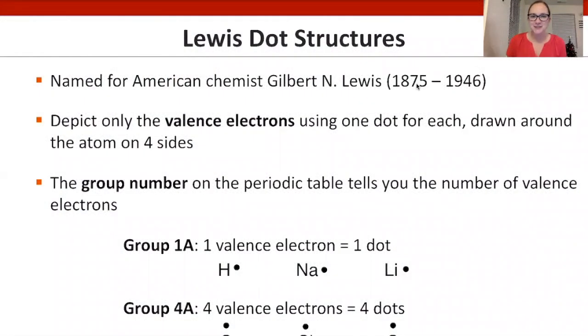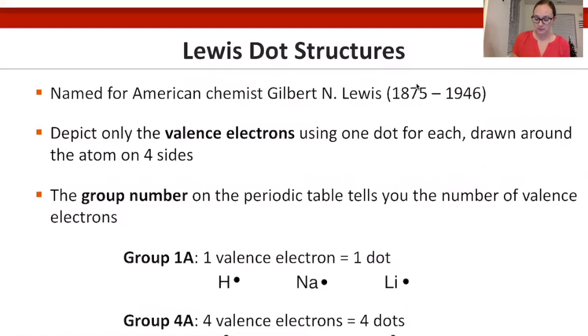So in this video today, we're going to be talking about the basics of Lewis dot structures. So starting out, Lewis dot structures were invented and named after the American chemist Gilbert N. Lewis. Something that I would love to point out to you guys, just for a little bit of perspective, is the date that he died. So he died in 1946.